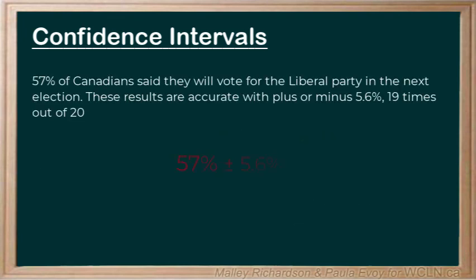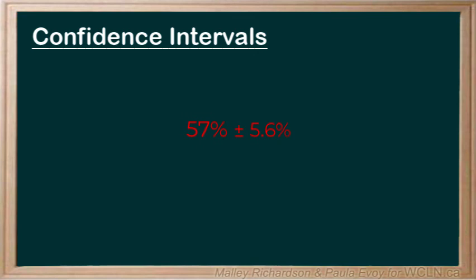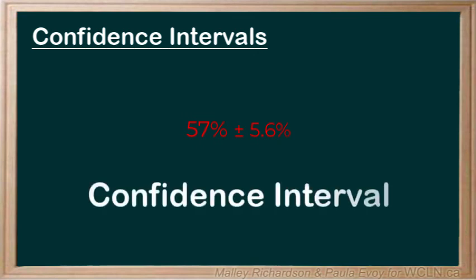Overall, we are 95% confident that 57%, plus or minus 5.6%, of Canadians will vote for the Liberal Party in the next election. This is called the confidence interval and tells the public how confident we are in the results.